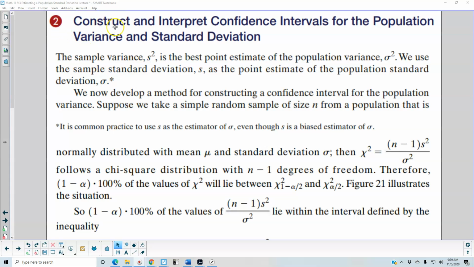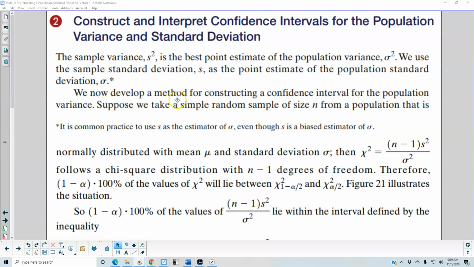Objective number 2: construct and interpret confidence intervals for the population variance and standard deviation. The sample variance is the best point estimate of the population variance. We use the sample standard deviation S as the point estimate of the population standard deviation. Now, it is common practice to use S as the estimator of the population standard deviation, even though S is a biased estimator of the population standard deviation.